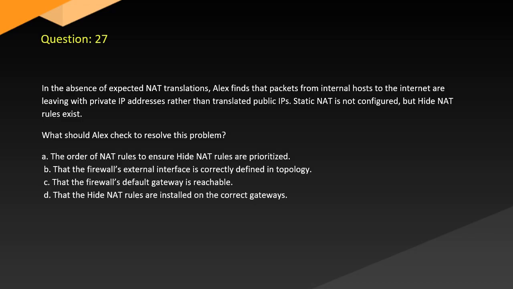A. The order of NAT rules to ensure hide NAT rules are prioritized. B. That the firewall's external interface is correctly defined in topology. C. That the firewall's default gateway is reachable. D. That the hide NAT rules are installed on the correct gateways.